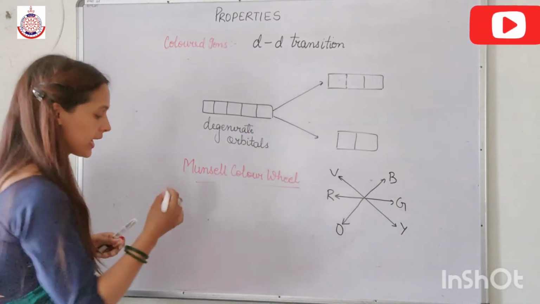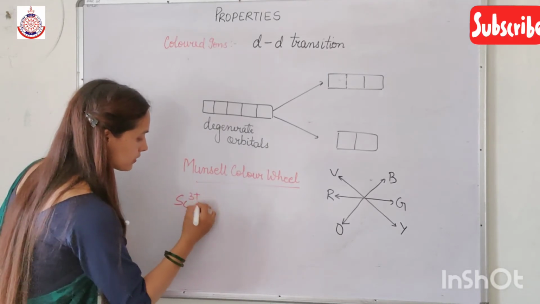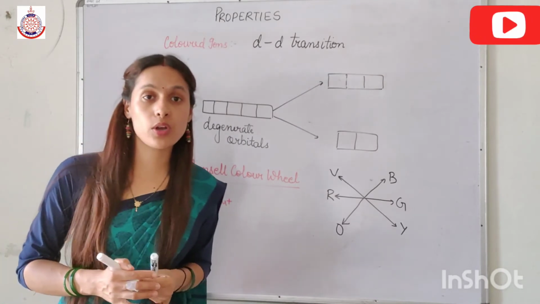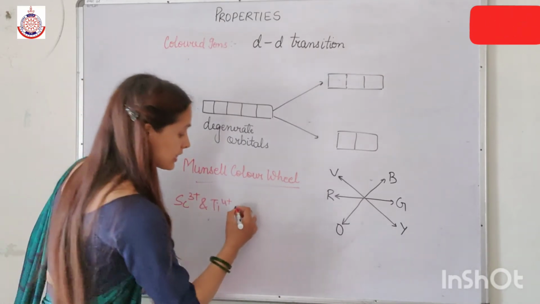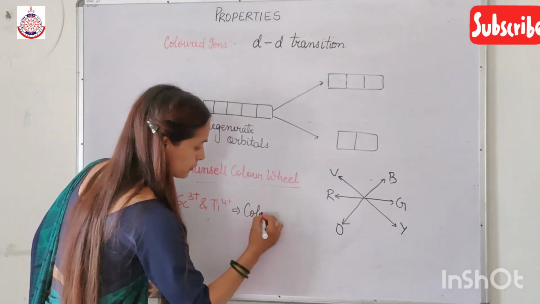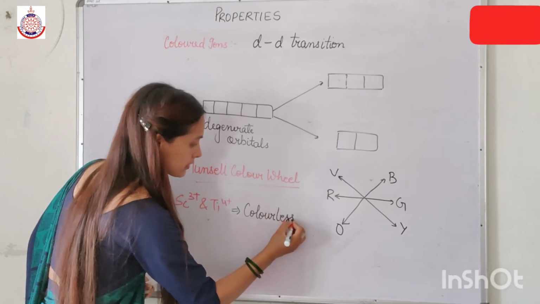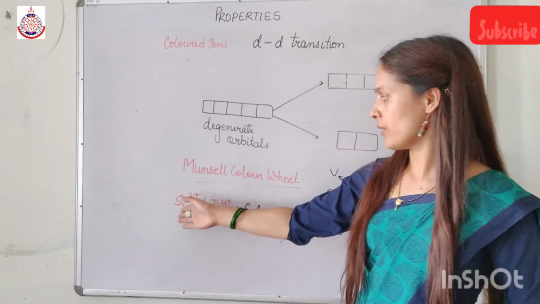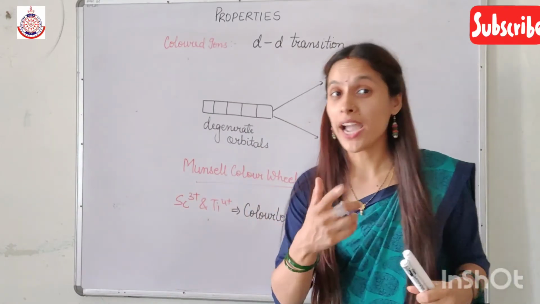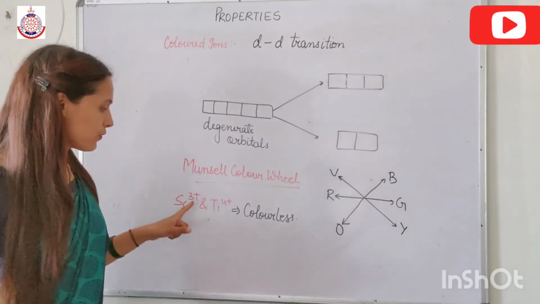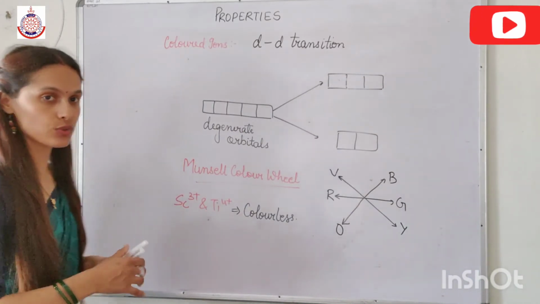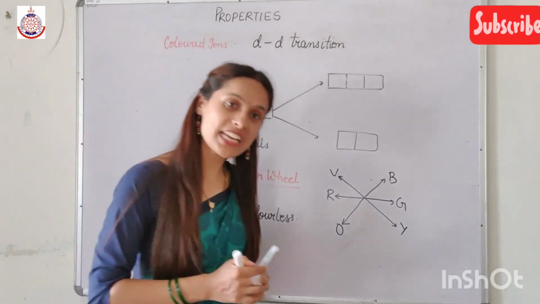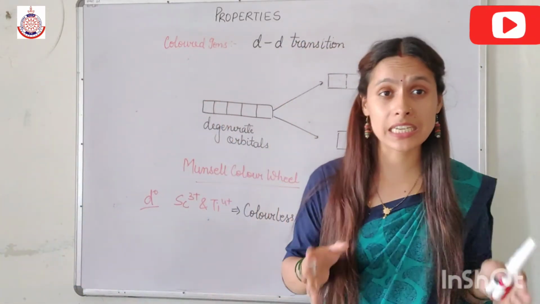But if we talk about Sc3+ and Ti4+, these ions are colorless. Now we are saying that transition metals are colorful, and here I am saying that these are colorless. Why are these colorless? Because if we talk about the configuration of these two, their configuration becomes d0. Means they don't have any unpaired electron in the d orbital.